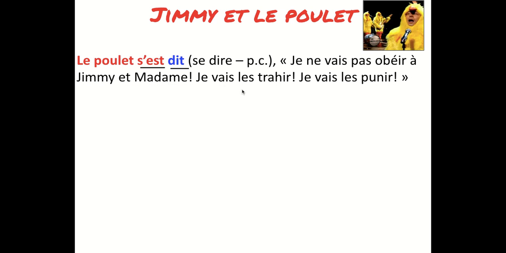Okay, phrase suivante. This one is a kind of super more advanced verb in passé composé. It is the reflexive verb se dire. And all reflexive verbs in French use a form of the verb être as their helping verb. And dire also has an irregular past participle, dit. So I just went ahead and filled this one in for you. Le poulet s'est dit, je ne vais pas obéir à Jimmy et Madame. Je vais les trahir, je vais les punir.